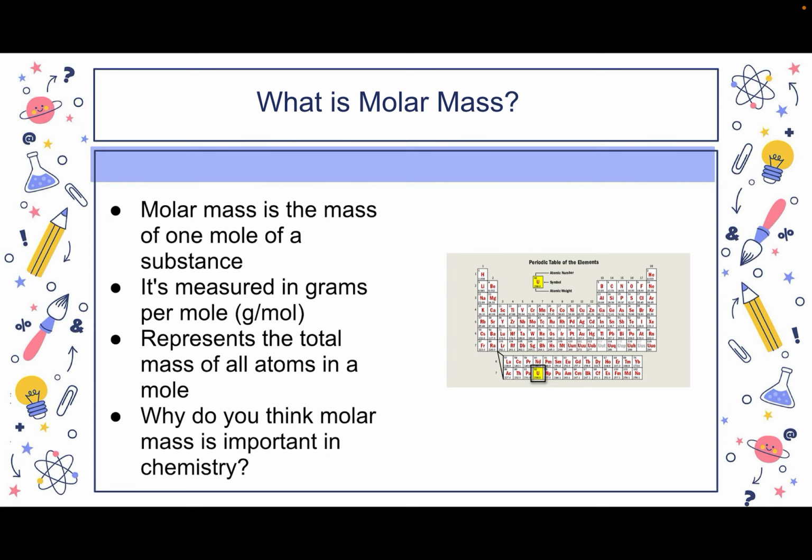So the molar mass is the mass of 1 mole of a substance. How much it weighs, in other words. It's measured in grams per mole. In the last worksheet, I just gave you this information, but now I'm going to show you how to calculate it. It represents the total mass of all the atoms in 1 mole.